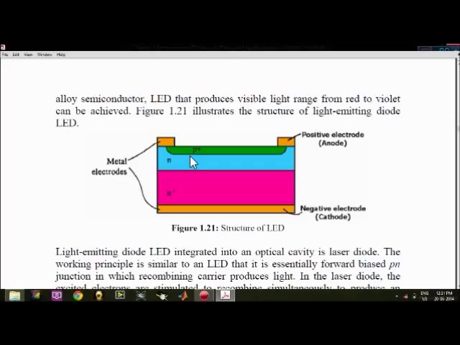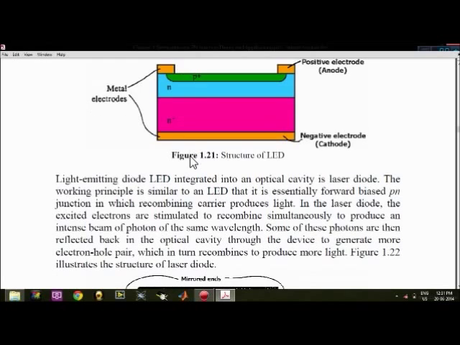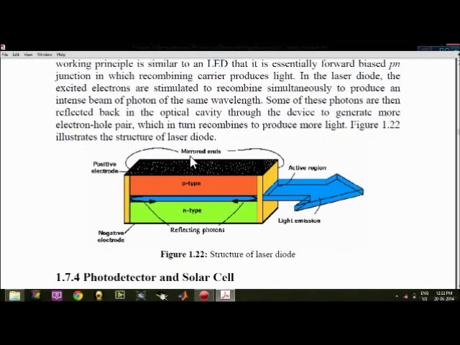The working principle of the LED is essentially a forward biased PN junction in which the recombining carriers produce light. So I think this picture has given you a nice view about how it acts in the active region. The light is emitted in the active region.